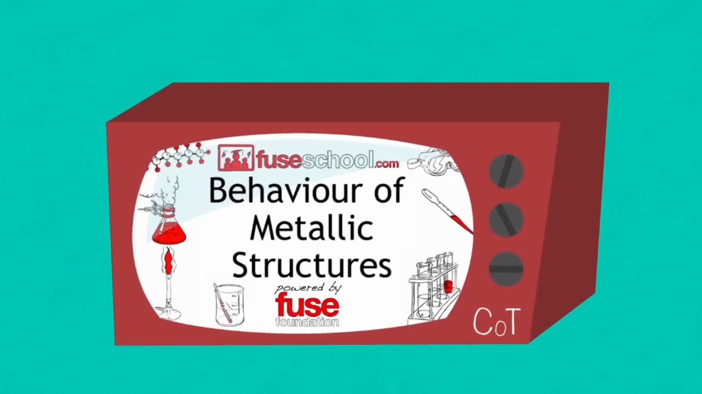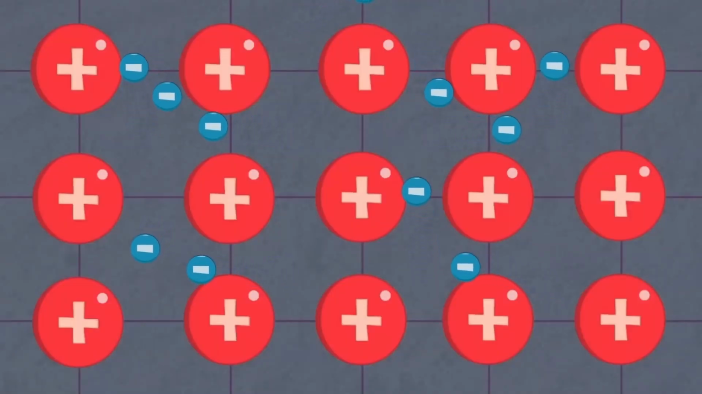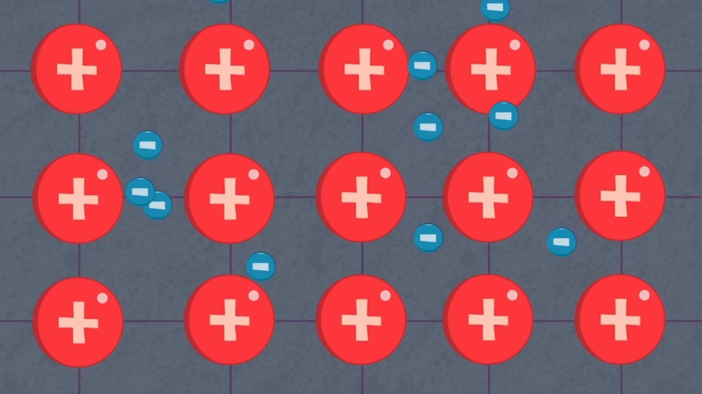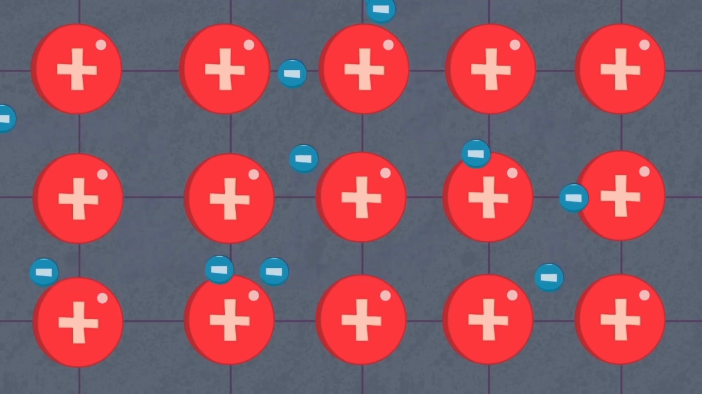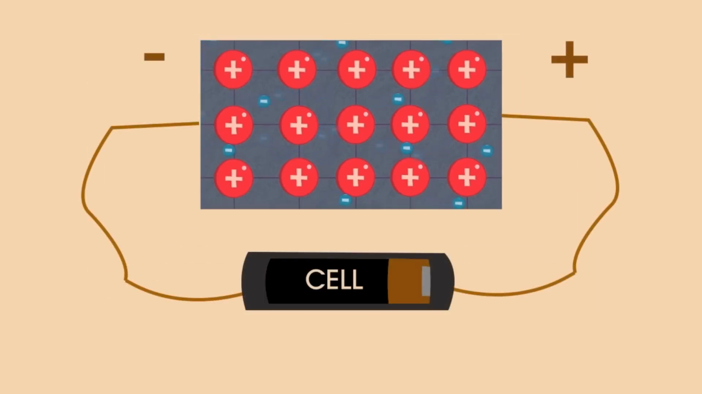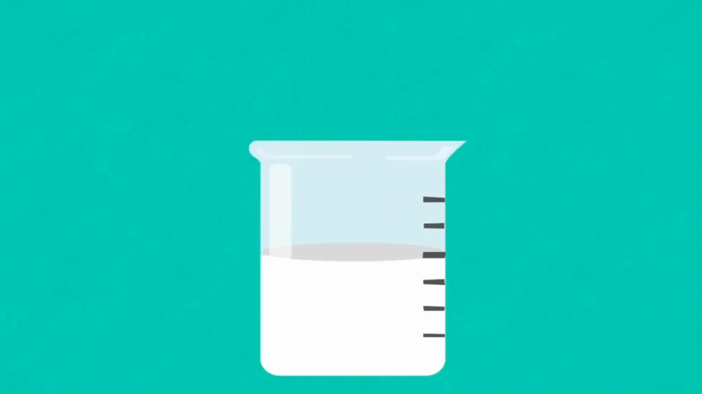From our lesson Behaviour of Metallic Structures, we know that electrons in a metal aren't bound to particular atoms. They form a sea of electrons that can move easily if a potential difference or a voltage is applied across it. This could be from an electrical cell or a battery. The electrons will begin to drift towards the positive terminal of the battery, and this is what happens when current flows. Current is the movement of charge. In this case, electrons.